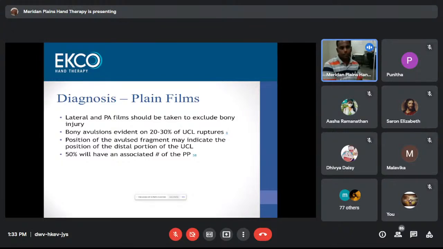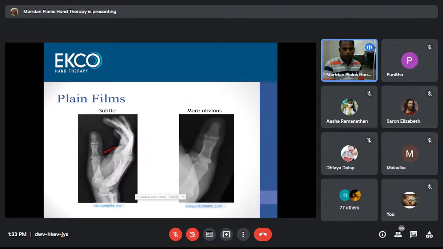50% will have an associated fracture of the proximal phalanx, which could be an avulsion fracture, or a mild displacement of the medial aspects of the proximal phalanx bone fracture. If you look at this film, there are two types of fracture. One, in the red color mark, is a very tiny avulsion fracture that is a typical ulnar collateral ligament injury.